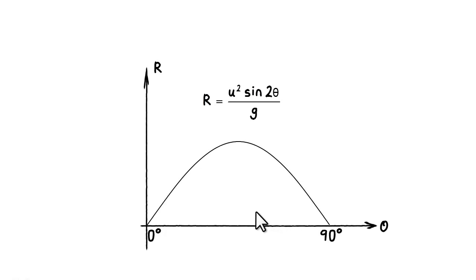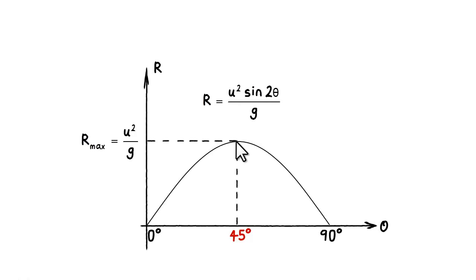We also realize that the maximum range occurs at theta equals 45 degrees. Because when theta is 45 degrees, 2 theta will be 90 degrees, and sine 90 degrees will be 1. And that's the maximum possible value for any sinusoidal function, which means the maximum range cannot go above u squared divided by g, and that happens when theta is 45 degrees.